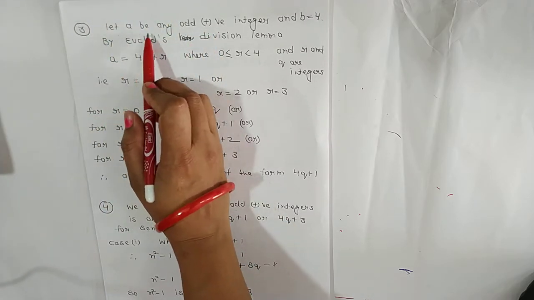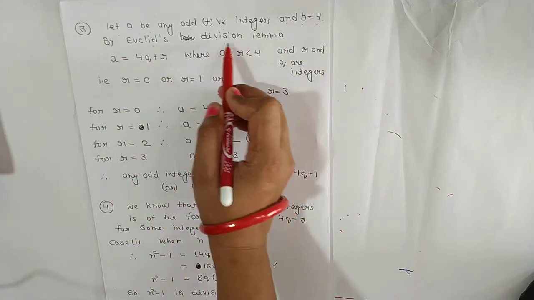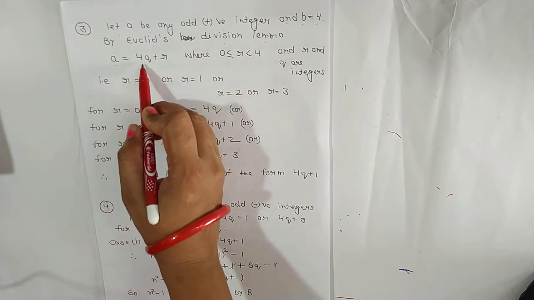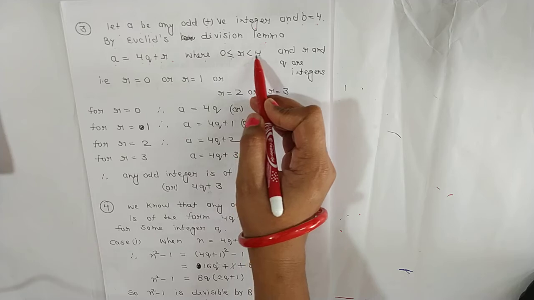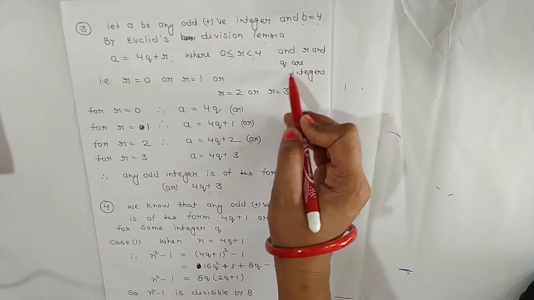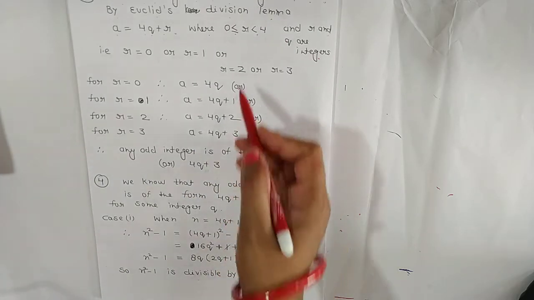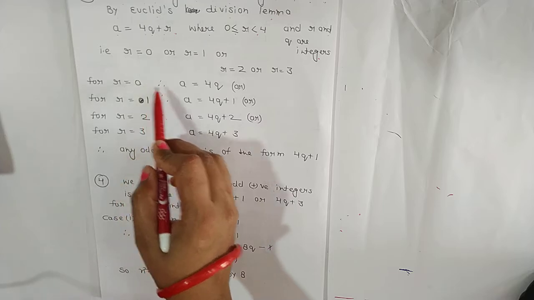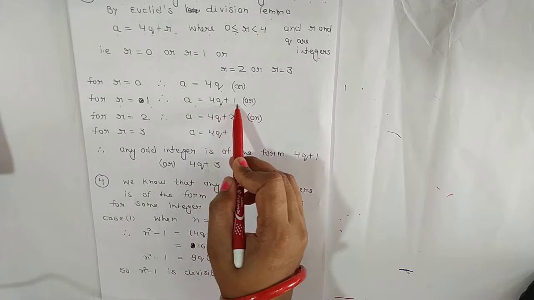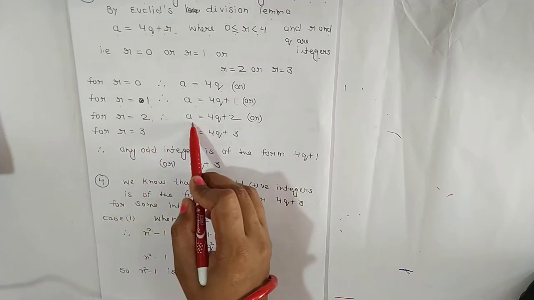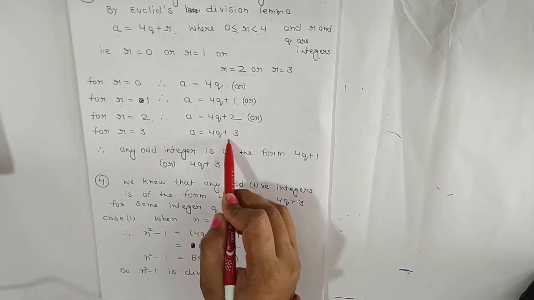First we have to let a be any odd positive integer and b is equal to 4. So by Euclid's division lemma, we can write a is equal to 4q plus r, where r is 0 or more than 0 but less than 4, and r and q are integers. So the possible values of r are 0 or 1 or 2 or 3. When r is equal to 0, a is equal to 4q. When r is equal to 1, a is equal to 4q plus 1. When r is equal to 2, a is equal to 4q plus 2. When r is equal to 3, a is equal to 4q plus 3.